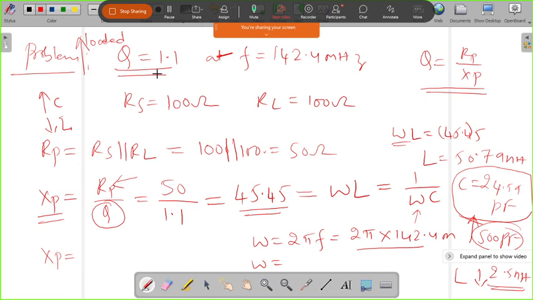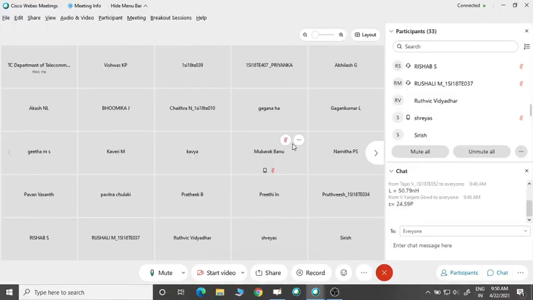What is the value? Vishwas? Pavitra? Anybody calculated? What is the new value of Xp?